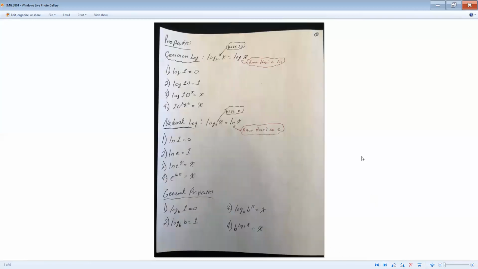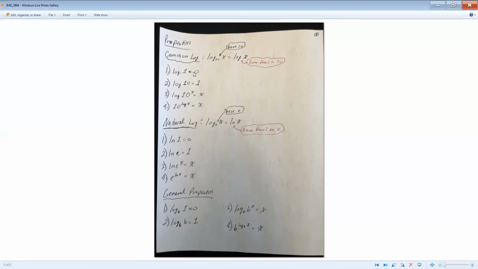All right, going through the properties. Our common log is log base 10 of x. So when you don't see anything there at all, they assume you know there's a 10 there. That's the log that's in your calculator. Log base 10 of x, that's your common log. When there's nothing there, they assume you know there's a 10.